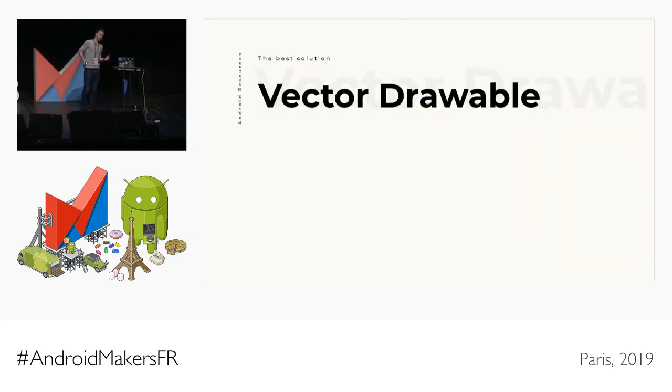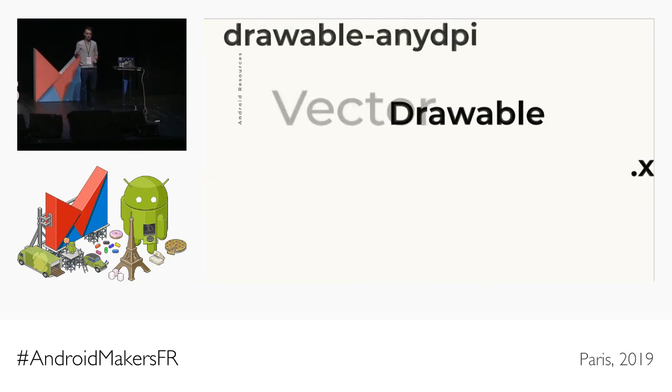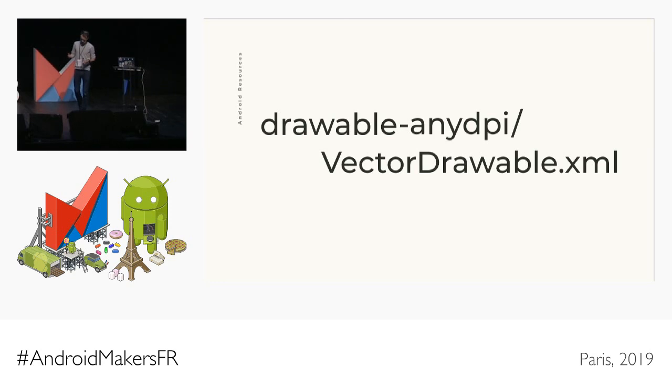So I won't talk much about Vector-drawable because they talked about it right before. If you want to know more about it, just go to the previous session on video and listen to the two kind of gods of Vector-drawable, Alex and Nick. They were telling that Vector-drawable should be in any DPI folder. And when I look at the density qualifiers that are available on Android, I'm kind of confused by the difference between any DPI and no DPI.